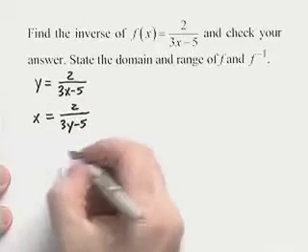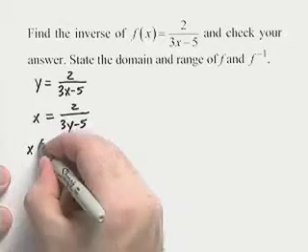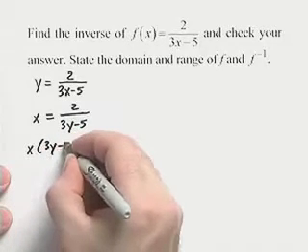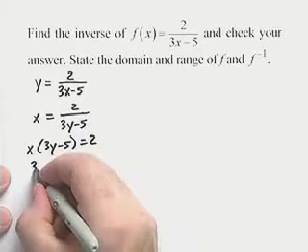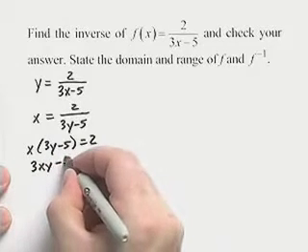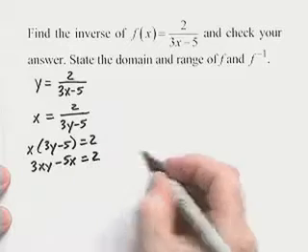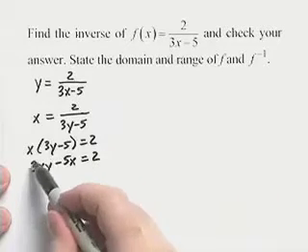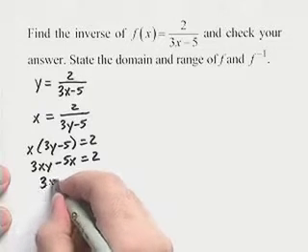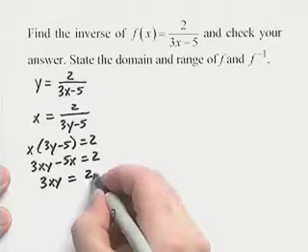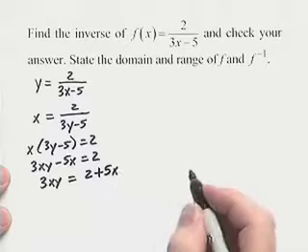Multiply both sides by 3y minus 5, so we'll have x times 3y minus 5 is equal to 2. Distribute our x: 3xy minus 5x is equal to 2. We want to isolate the term involving the y, so we'll add 5x to both sides. 3xy is equal to 2 plus 5x.